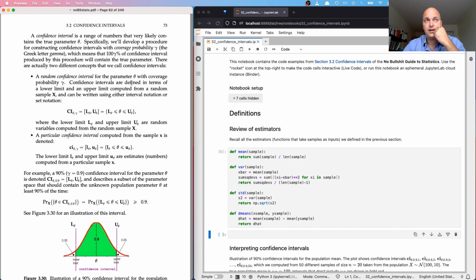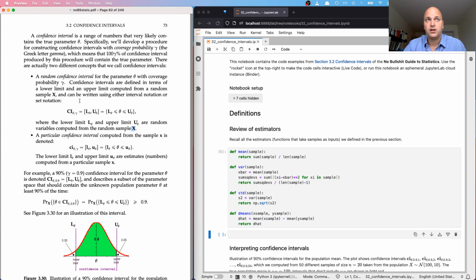Now there's this weird technical detail, but you know me, I'm not going to spare you the details. We call it confidence interval, but there are actually two things. One is the confidence interval computed from a random sample. You can think of this as a procedure in general: given a sample, what should you do? I'm going to compute this step.